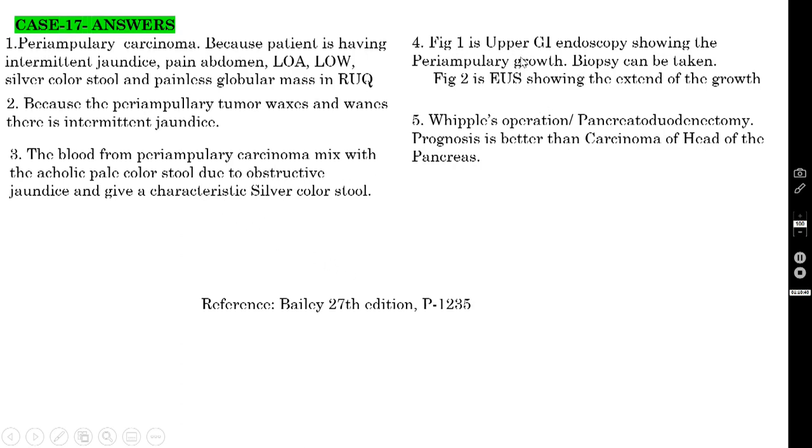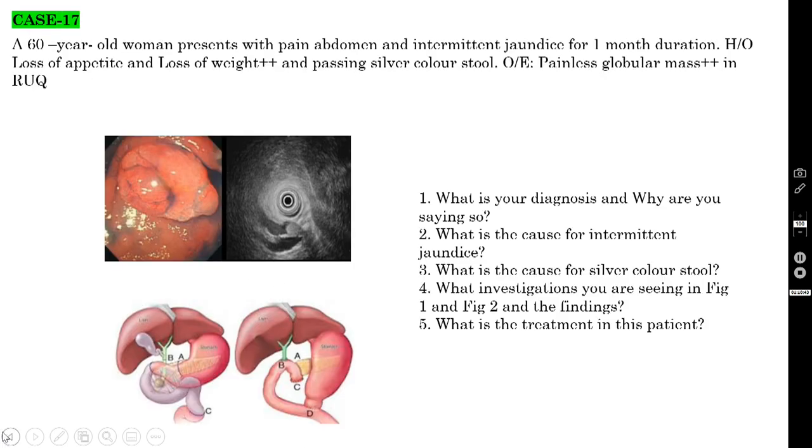In figure 1, we are seeing the upper GI endoscope, where you are seeing the tumor here. You can take a biopsy also directly from here. Yeah, this is periampullary carcinoma. This will bleed. Whereas in picture 2, you are seeing endoscopic ultrasound. Through this also you can take a biopsy and you can precisely stage the disease. If it is an early one, whether the tumor has invaded only the mucosa, the muscularis or the serosa, everything you can precisely make out by doing this endoscopic ultrasound.